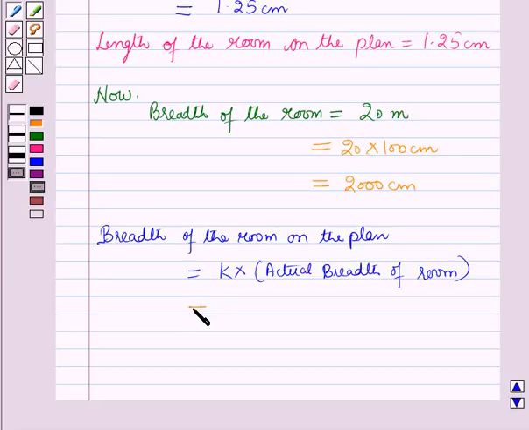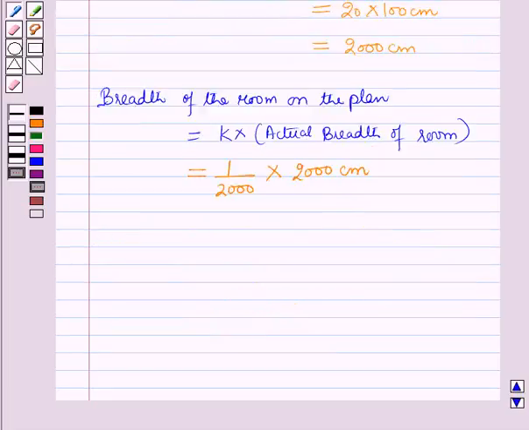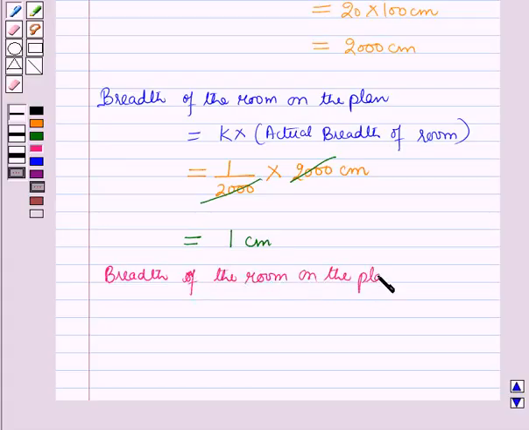Now putting the values of K and actual breadth of the room, K is 1 over 2000 into breadth of the room is 2000 centimeters. This will be cancelled with this and it will give answer as 1 centimeter. Therefore, breadth of the room on the plan is equal to 1 centimeter.